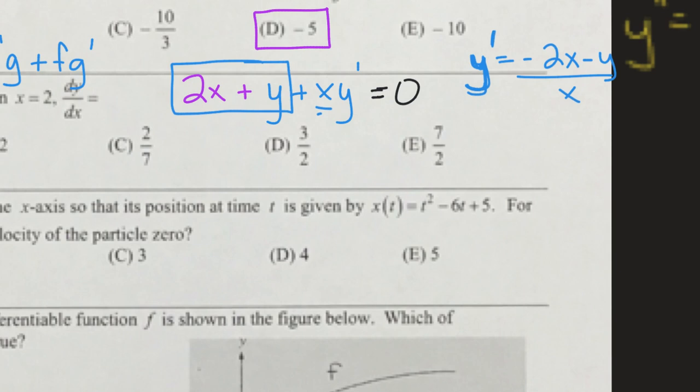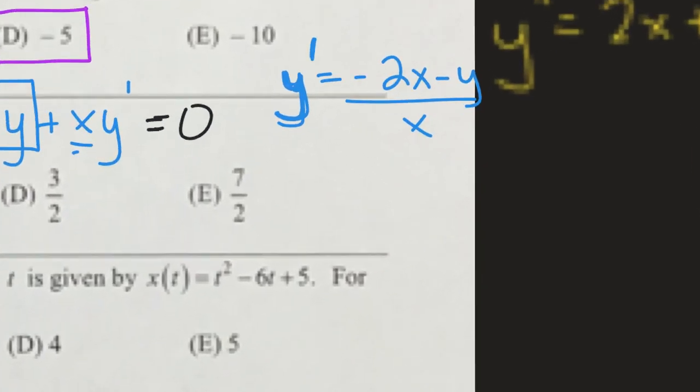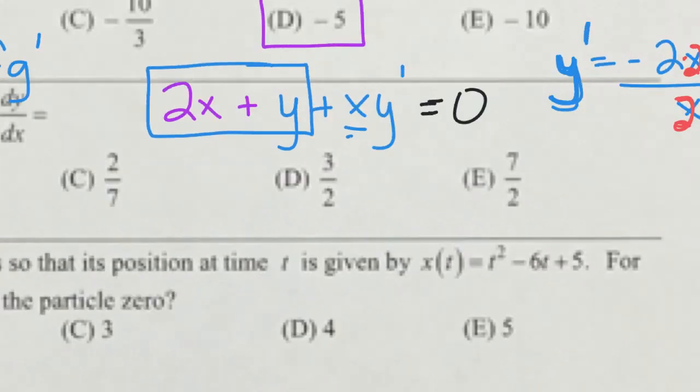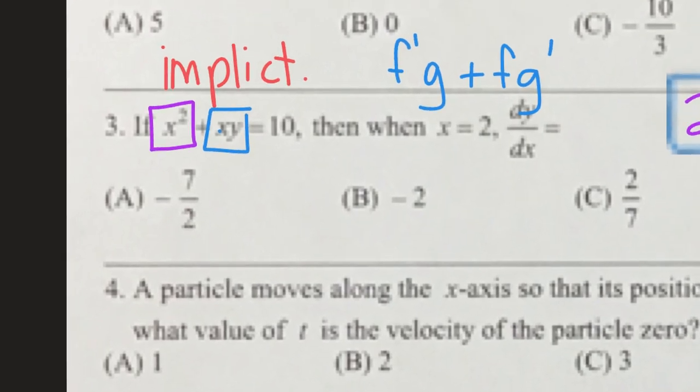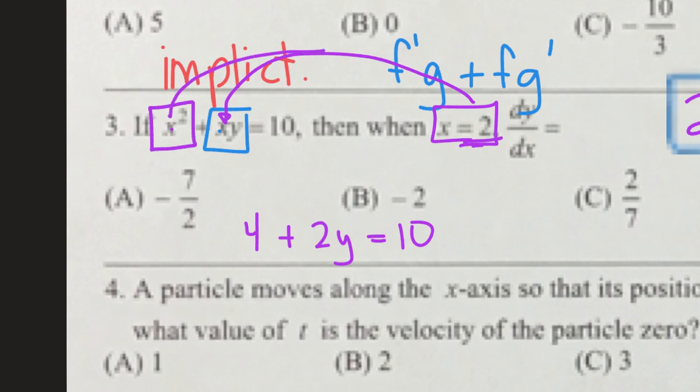Okay, now here's the problem. How many letters do I have in my slope? 2 letters. And what letter do I know? I know that x is 2, which means I am missing the value for y. So how are we going to figure out what y is? Well, we got to come back to our original equation and plug in x equals 2. So 2 squared is 4 plus 2y equals 10. In order to figure out what my y value is for my dy/dx, because it has a y in it, I have to find the value of y from the original equation.